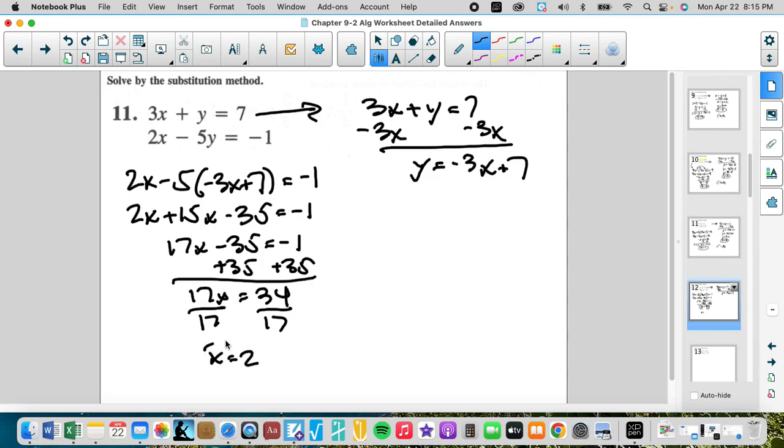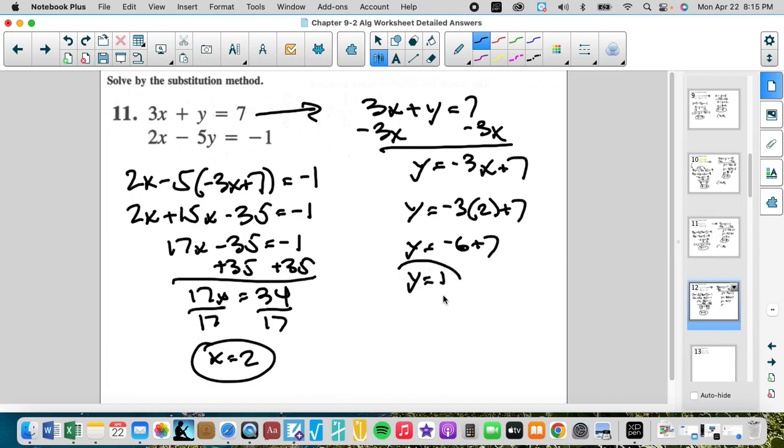X equals positive 2. Y equals negative 3 times positive 2 plus 7. Y equals negative 6 plus 7. Y equals 1. The coordinate is 2, 1.